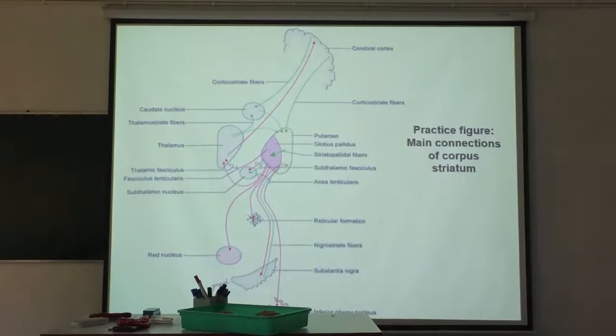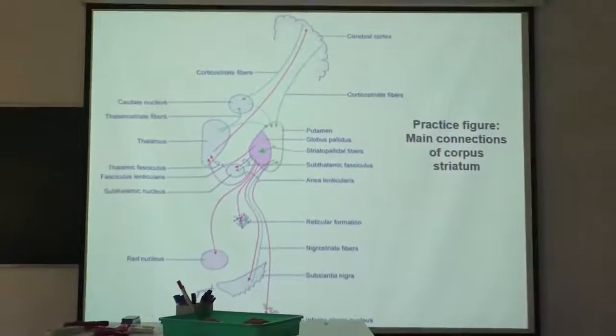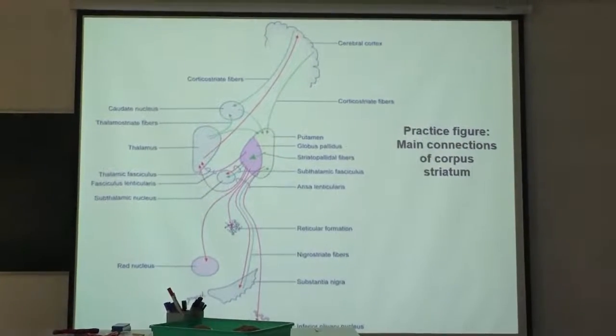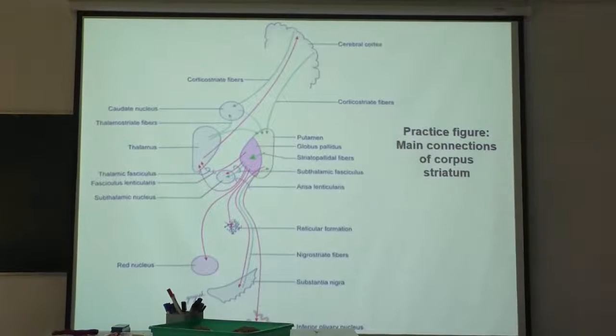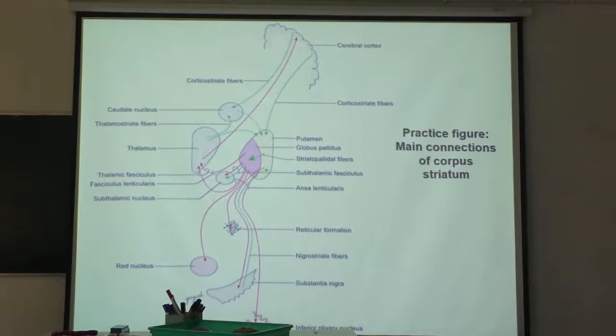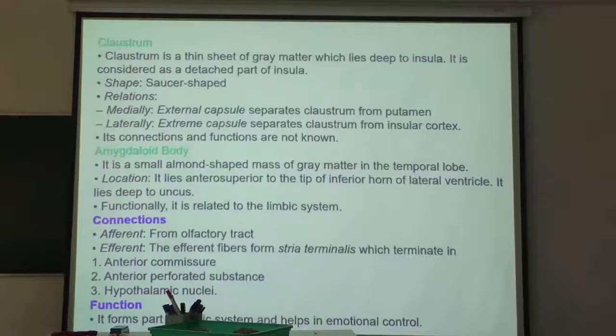You can see the efferents are going to subthalamic nucleus to the thalamus. Okay, from the thalamus to the cerebral cortex, going to red nucleus, reticular formation, substantia nigra, like this. Okay, so these are the afferent and efferent connections. Also to the inferior olivary nucleus. Okay, so these are the afferent and efferent connections of corpus striatum.